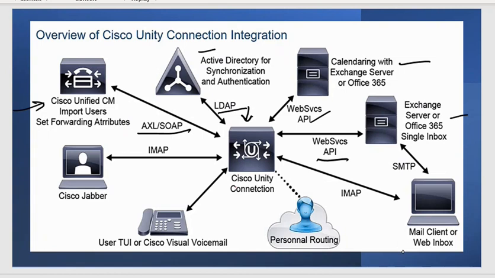It can be integrated with a mail client to receive and send mails using IMAP. It can be integrated with end devices, that can be the telephony user interface or visual voicemail. It can be integrated with Jabber as a client using IMAP. So these are the different services and servers that can be integrated with CUC for different purposes, to enhance its features and provide more functions.